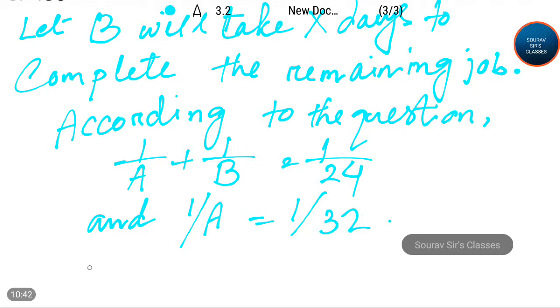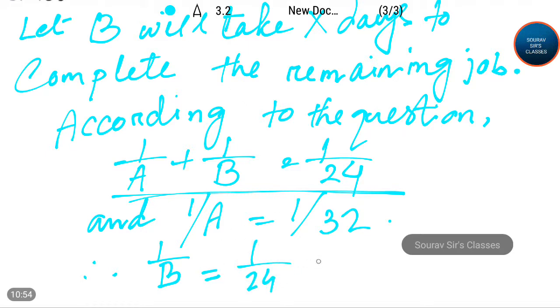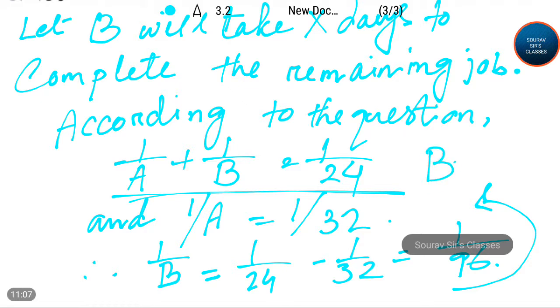Now from this equation we can write 1 by B, that is equals to 1 by 24 minus 1 by 32, that is equals to 1 by 96. Now from that we can say that B is equals to 96 days.